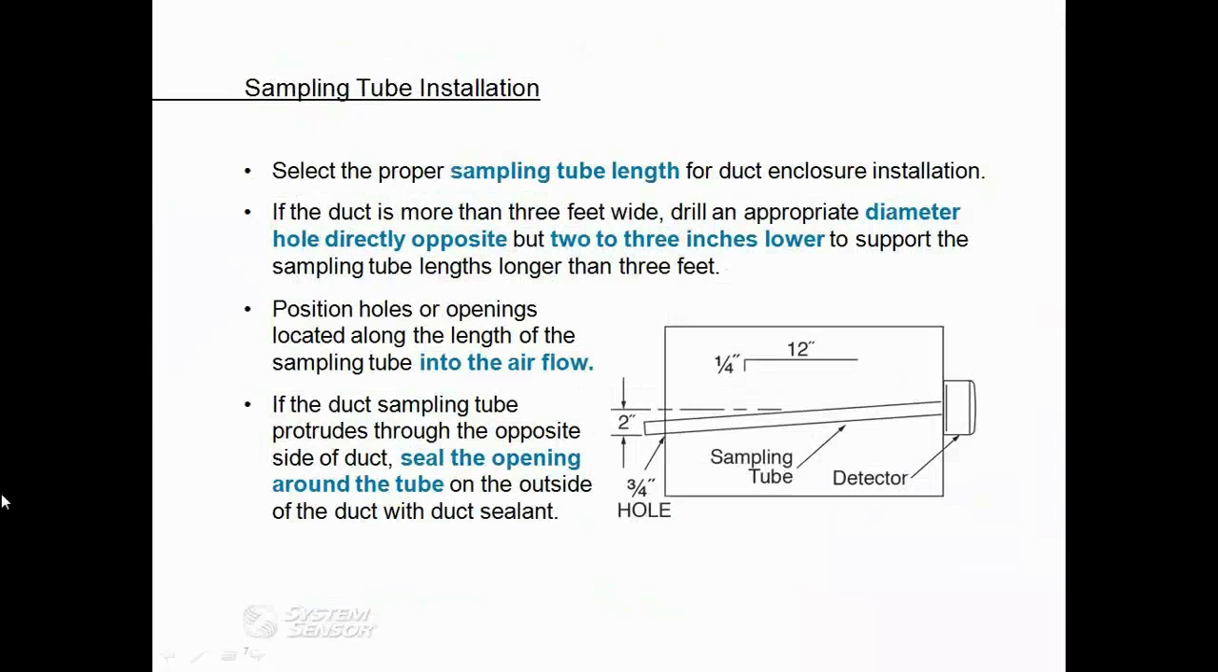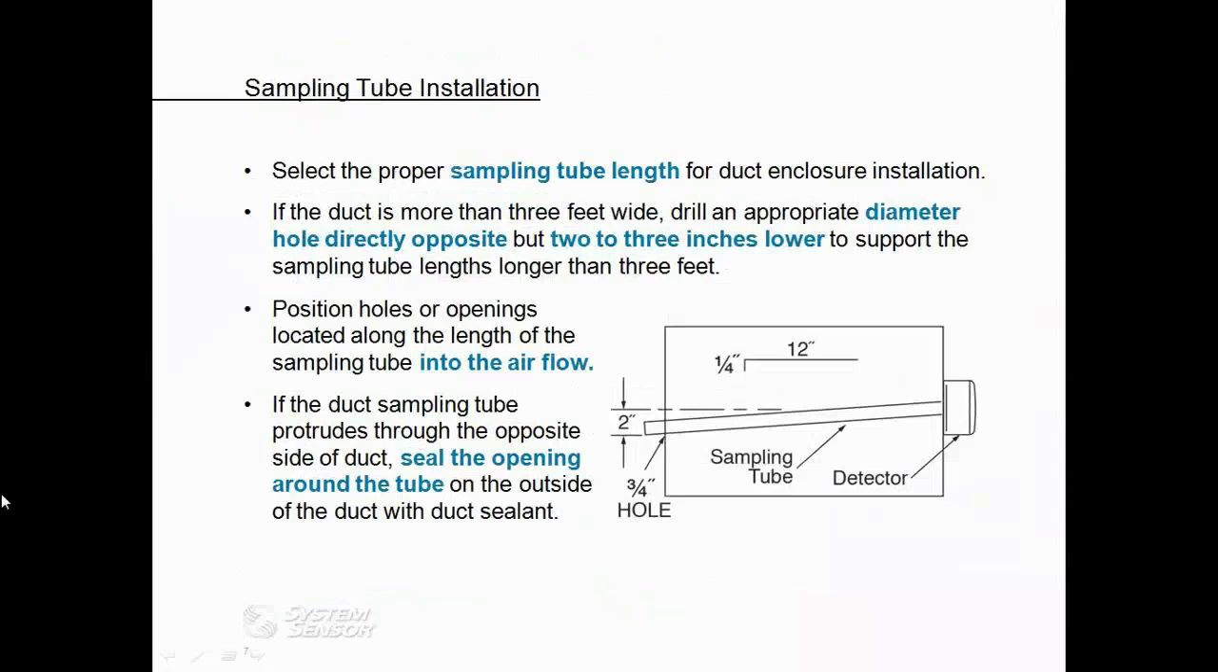After mounting the detector to the duct itself and installing the sampling and exhaust tubes, you need to verify that there is adequate airflow through the duct smoke detector. This is done by measuring the static pressure difference between the sampling and exhaust tube openings with the use of a manometer. So this is that same differential pressure testing that we spoke about a few slides ago.